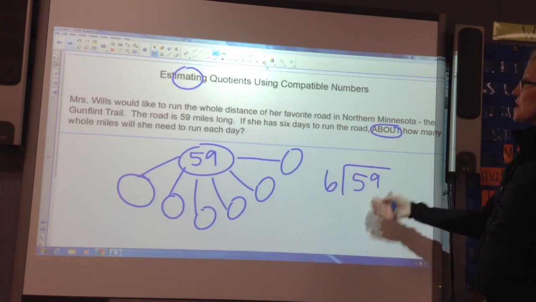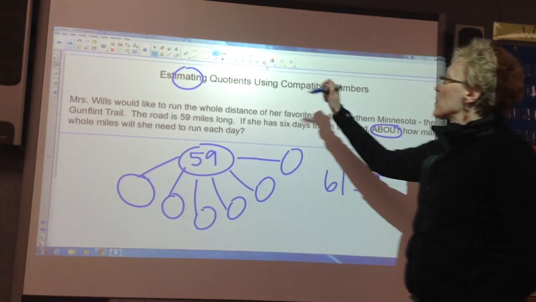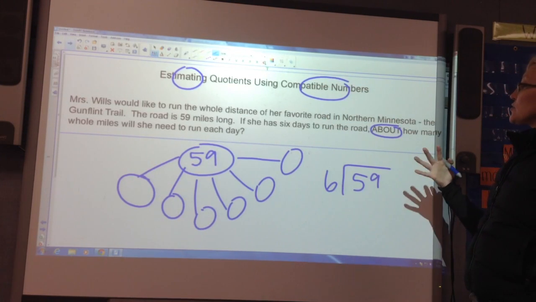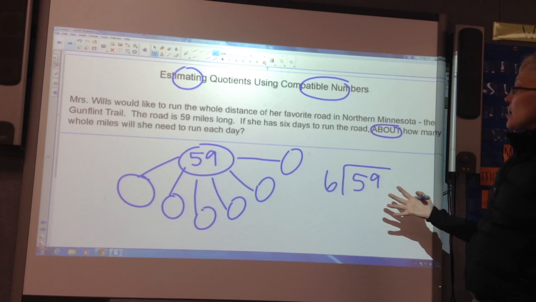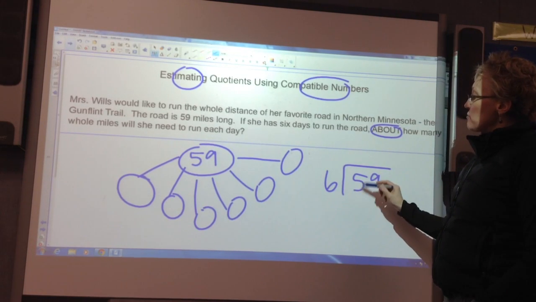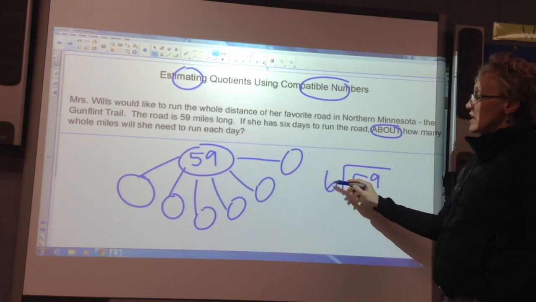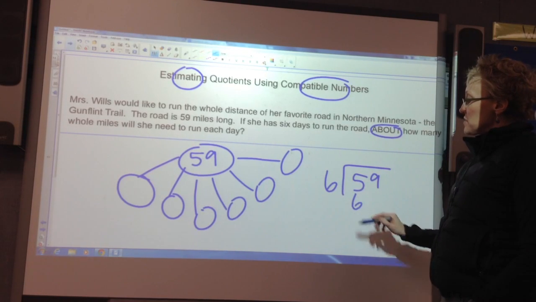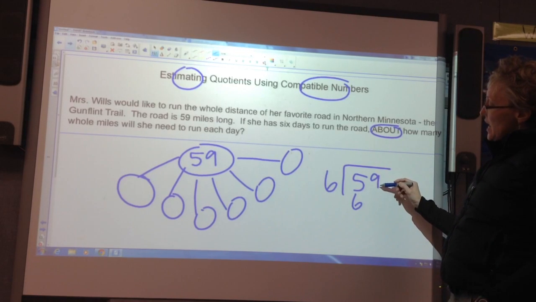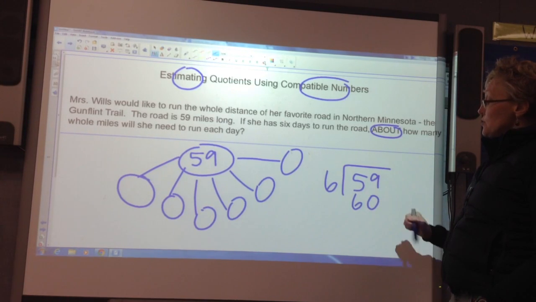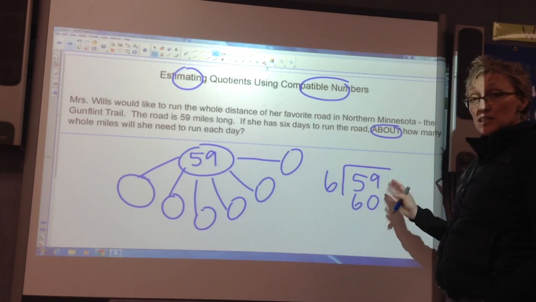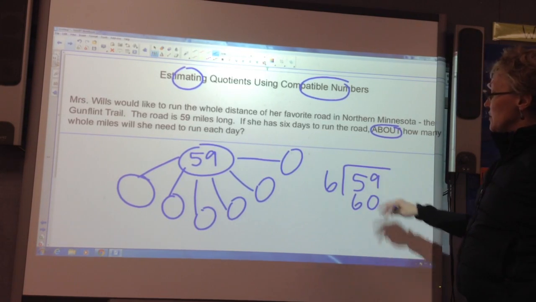Now if I look at this, if I'm estimating, I want to take 59 and change that into some compatible numbers. So that work was 6. Now I know 6 cannot go into a 5, but I can change that 5 to something that's divisible by 6, and that's a 6. So 6 can go into 6. But then what do I do with that 9? I'm going to turn that into a 0 as a placeholder. Just so happens I'm rounding 59 to 60. Doesn't always work that way, but in this case it did.